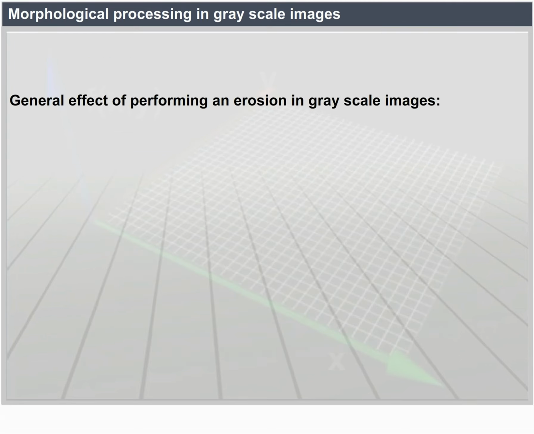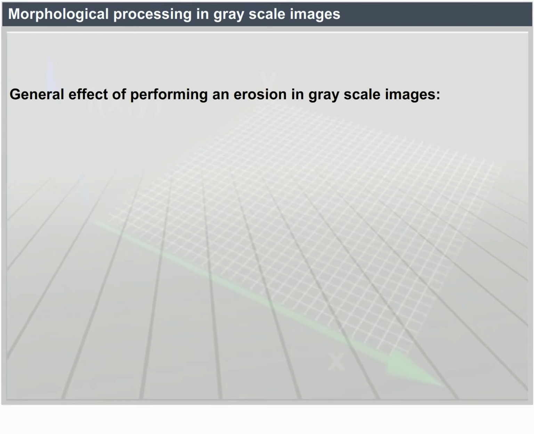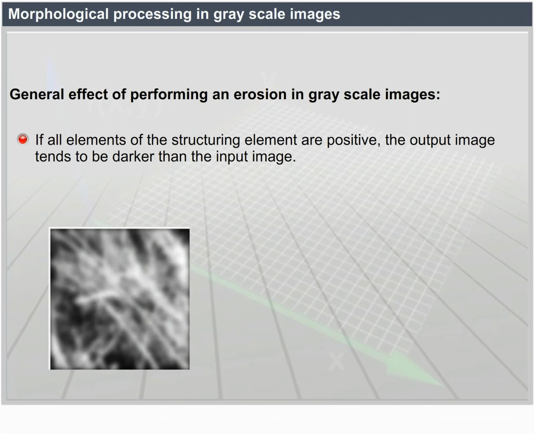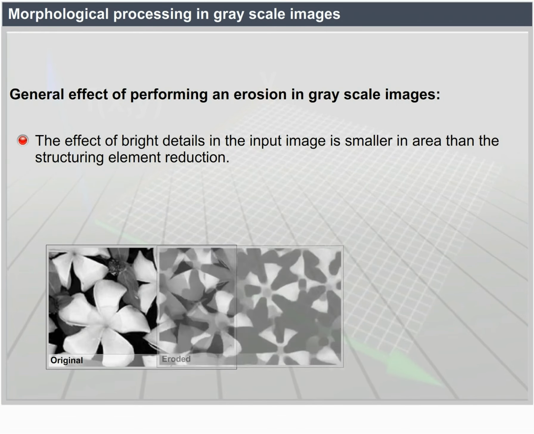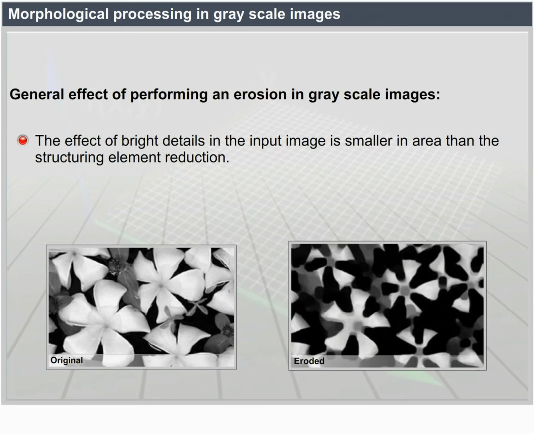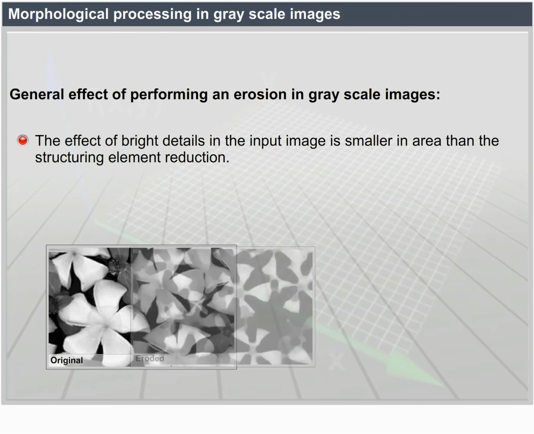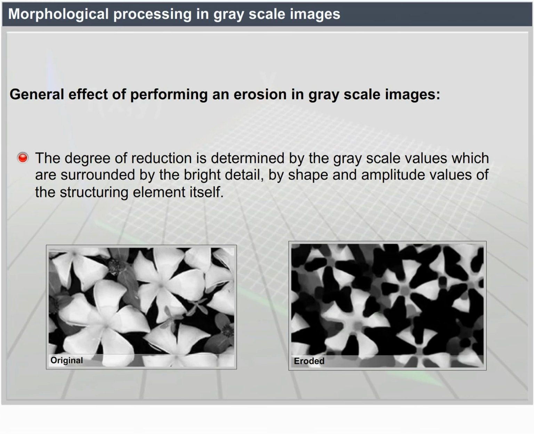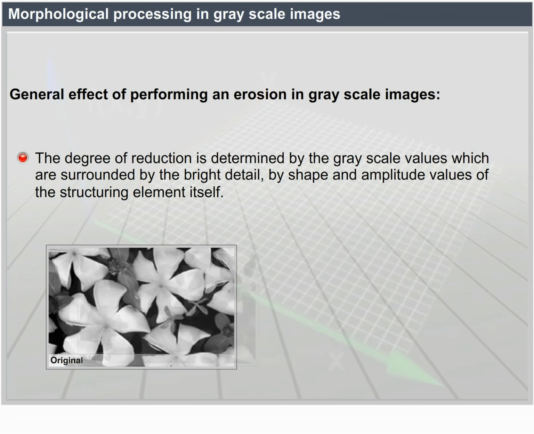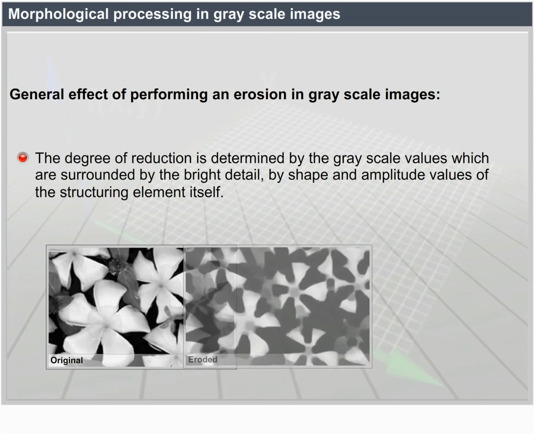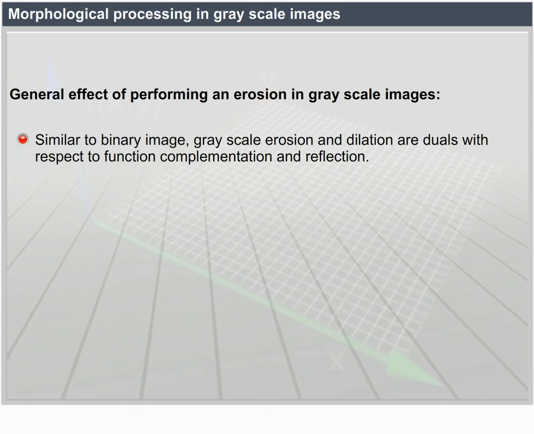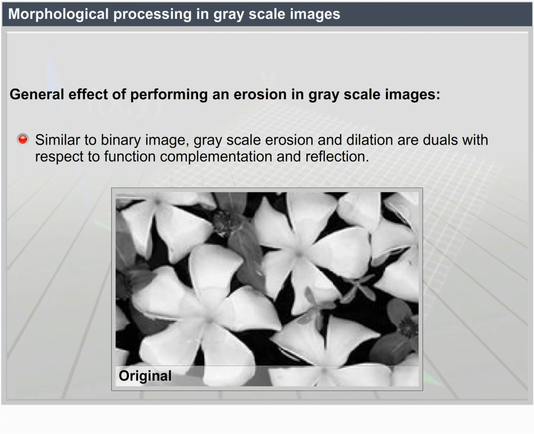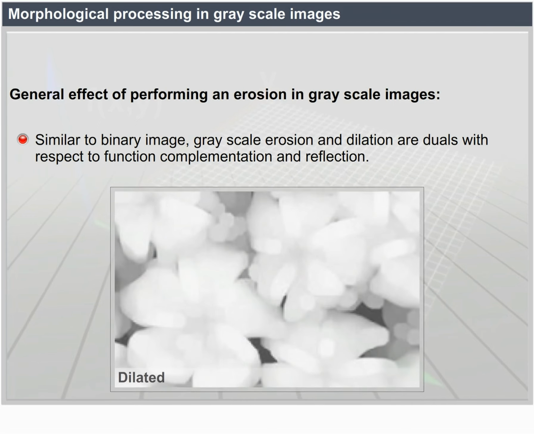General effect of performing an erosion on grayscale images. If all elements of the structuring element are positive, the output image tends to be darker than the input image. The effect of bright details in the input image that are smaller in area than the structuring element is reduced, with the degree of reduction being determined by the grayscale values surrounding the bright detail and by the shape and amplitude values of the structuring element itself. Similar to binary images, grayscale erosion and dilation are duals with respect to function complementation and reflection.